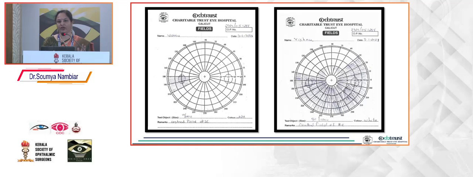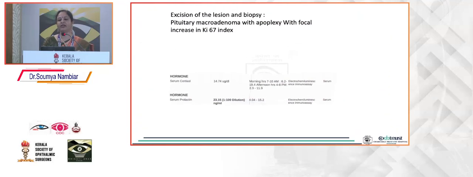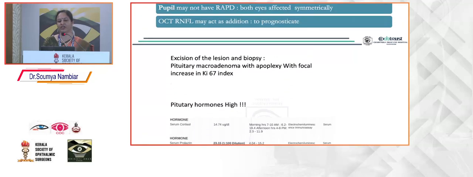Confrontation was not cooperative, so I did a field test with the Bjerrum's screen. This is the old one. I did not know whether he would be cooperative, but you can see that in the right side field there is some field loss. Somehow he cooperated for that. I did an MRI after that. It was an exophytic atypical pituitary adenoma, which turned out to be an apoplexy in a pituitary macroadenoma, and his hormone levels were also very high.